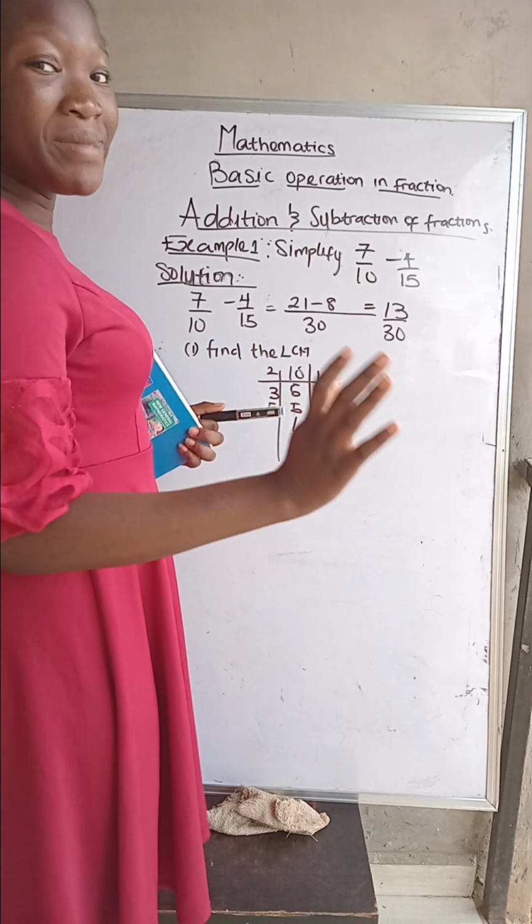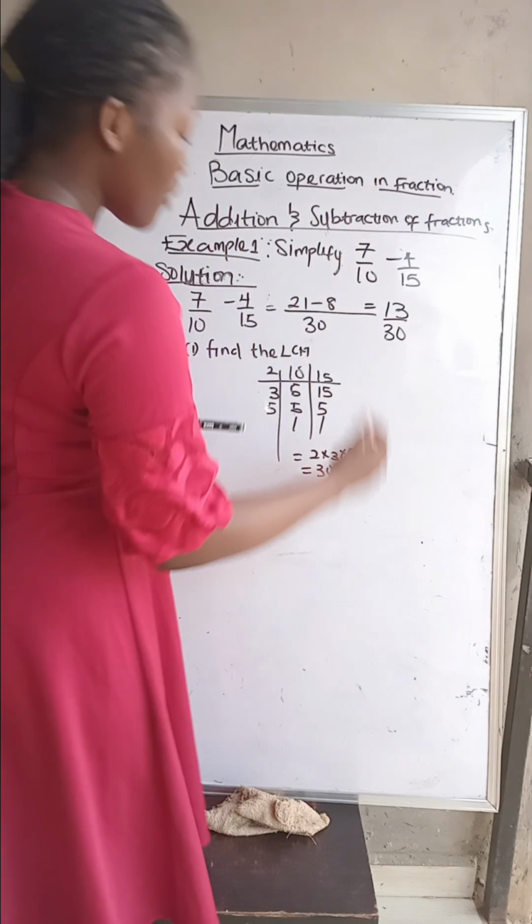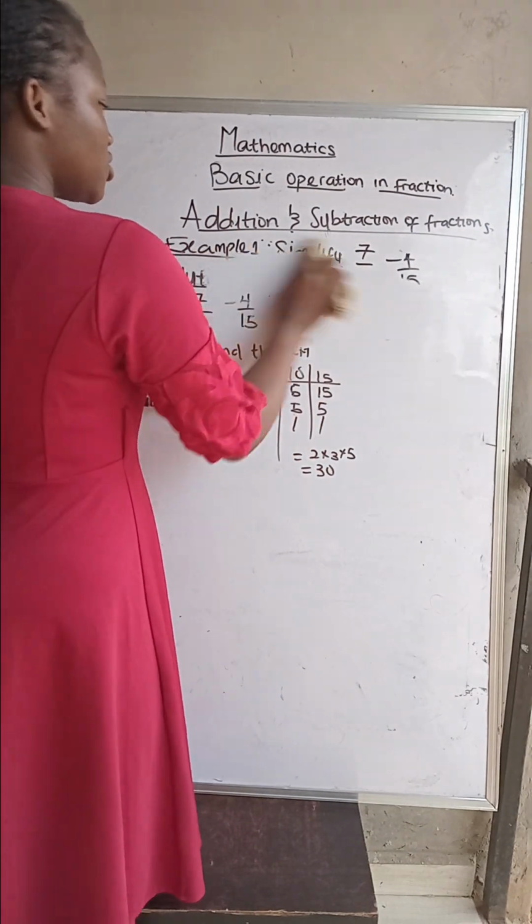Now we are going to mixed fractions, which can also be improper fractions if you convert them. So we are going to addition and subtraction of mixed fractions.